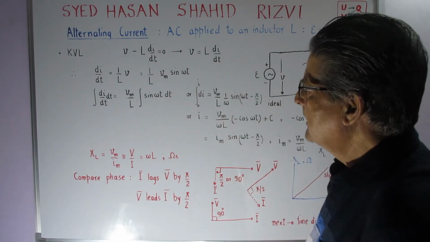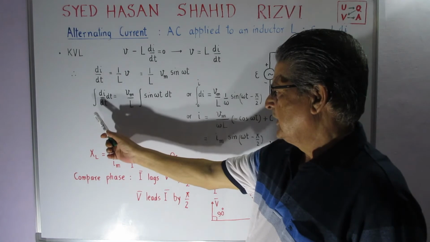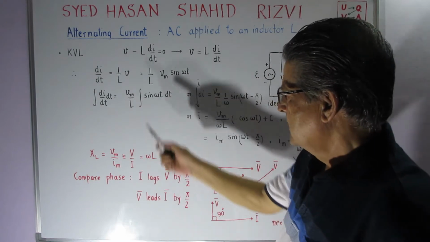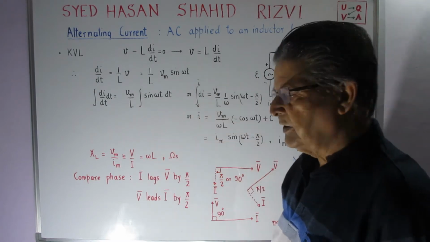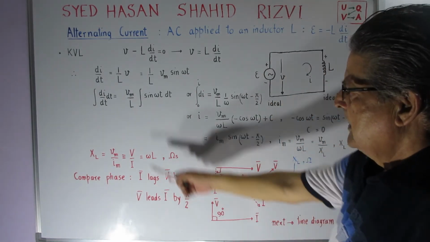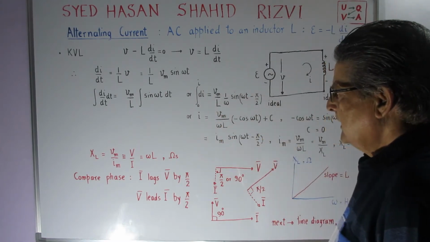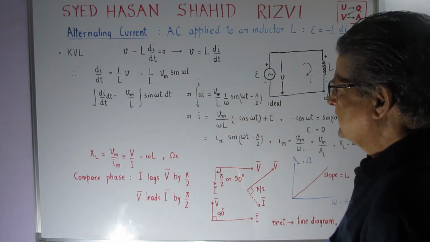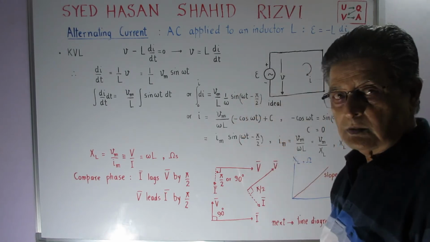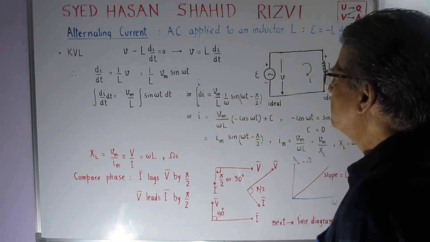And when we integrate it, naturally, as the next step, I get integral di dt dt equals Vm upon L integral sin omega t dt. Or I can write the left hand side as integral di, and the right hand side, completing the integration, Vm upon L into 1 upon omega, because of this factor omega, times cos of omega t.